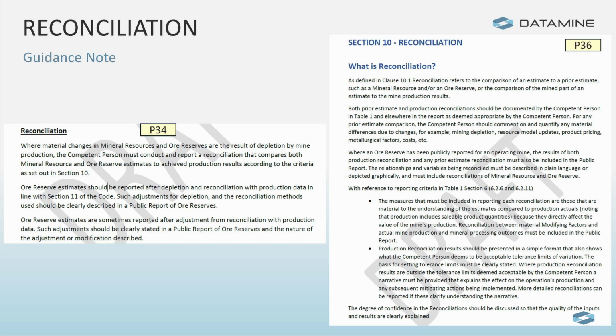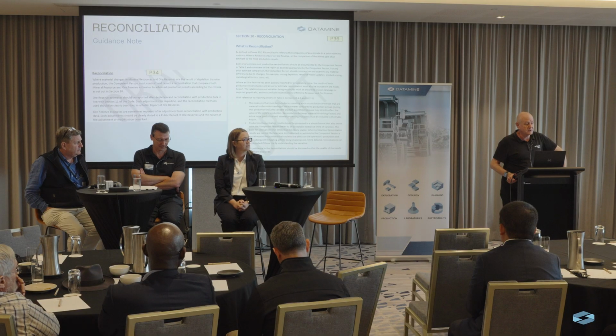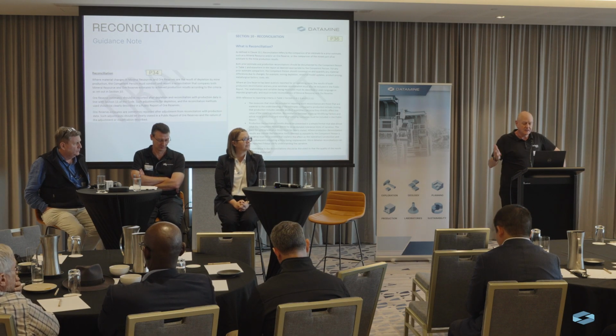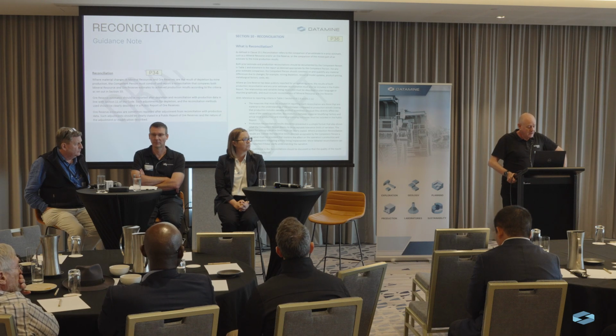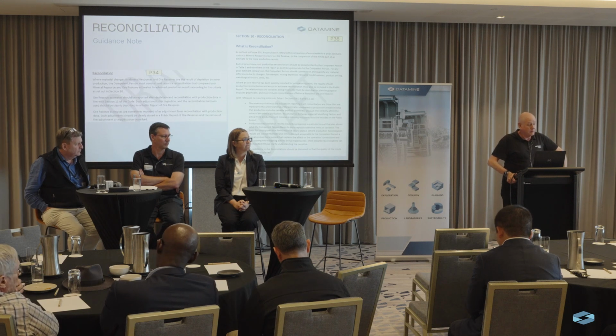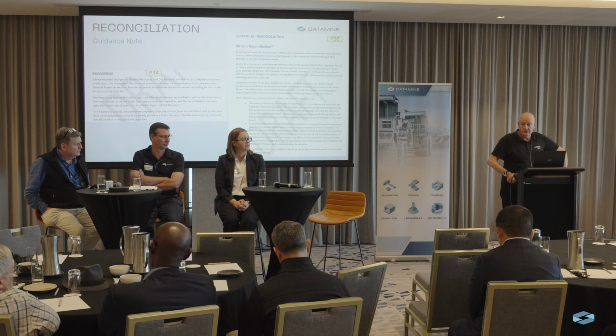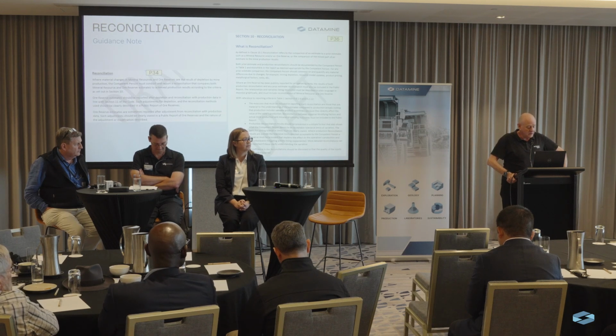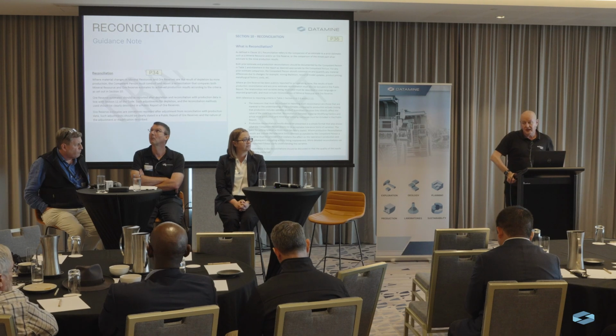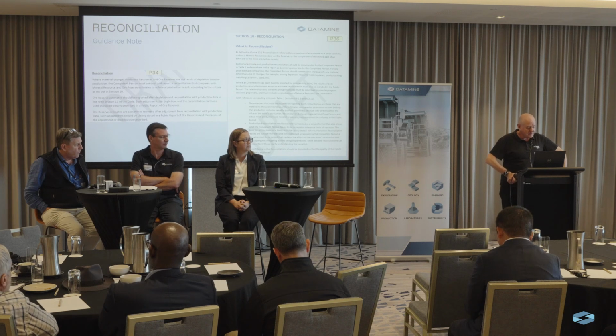One which we call prior estimate reconciliation, and this is where we're reconciling our resource and reserve as declared with the previous iterations of that, and that's been in the JORC code for quite a while. Then we have what is called a production reconciliation, where we have a producing operation, the CP, the competent person, as part of the annual statement, is required to provide a production reconciliation for both mineral resources and ore reserves. We'll talk about what exactly that means.